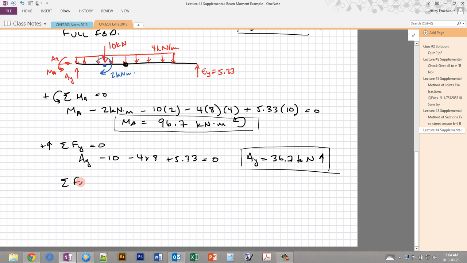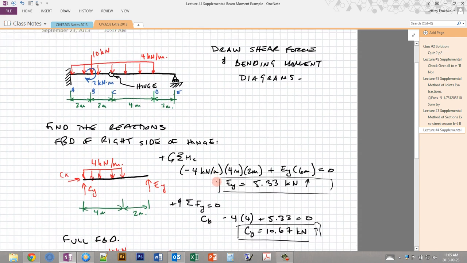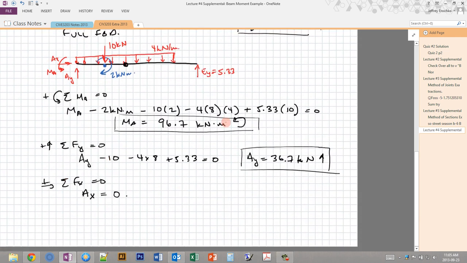And lastly, the easiest one, sum Fx, say right is positive, equals 0. There's only one load in the x direction, which is AX, the reaction. And since there's no other loads in that direction, AX is just equal to 0. So that's it. Those are the reactions. And that's basically all of the information that we need for this determinate system in order to start drawing our shear and moment diagrams.